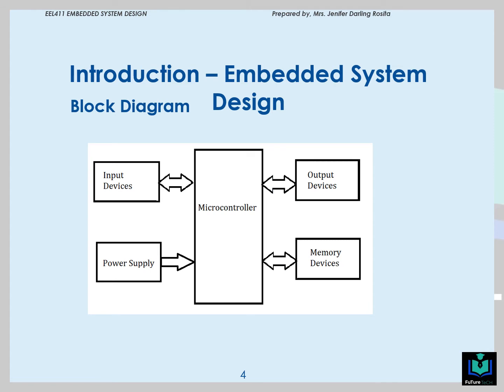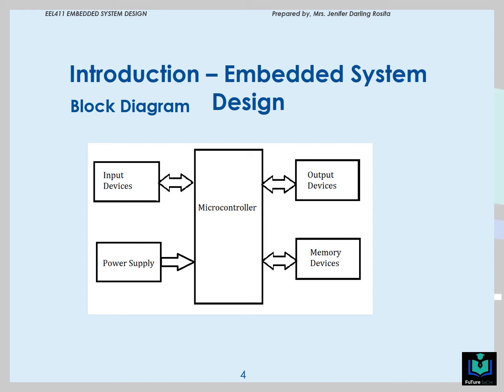So now you can see this is the overall block diagram of embedded system design. This is the general block diagram that covers input devices, output devices, power supply and memory devices. And along with everything comes the microcontroller. A microcontroller is a device that controls all other components. So what do you mean by input device? Something you are feeding to the microcontroller. The microcontroller will be the brain of the embedded system.